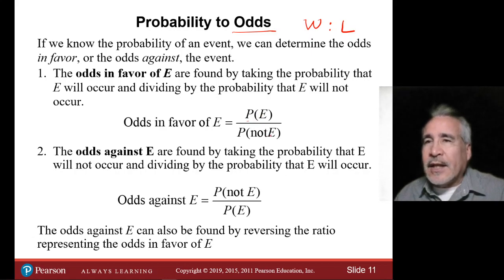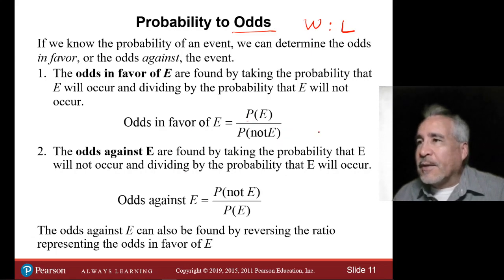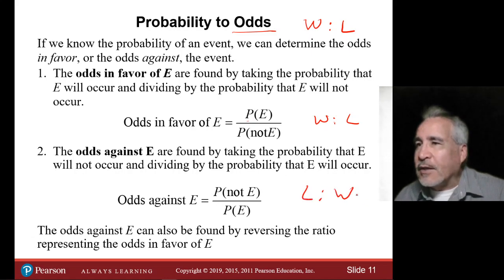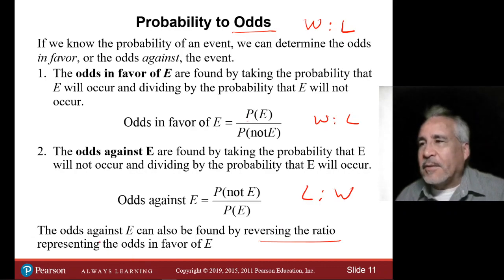I don't like using it as a fraction because you notice it actually can be over 100%. I mean, one could be bigger than the other. So odds against and odds for, but I just like to think odds in favor of something is wins to losses. Odds against something happening are the number of losses compared to the number of wins. You just flip it this way. So odds against E can also be found by reversing the ratio, right? Just reverse it, representing the odds.